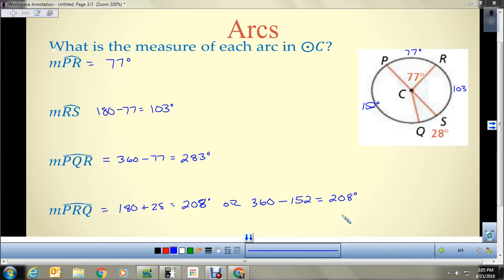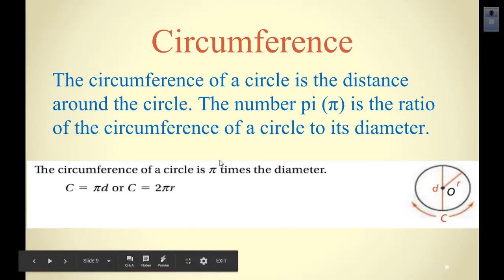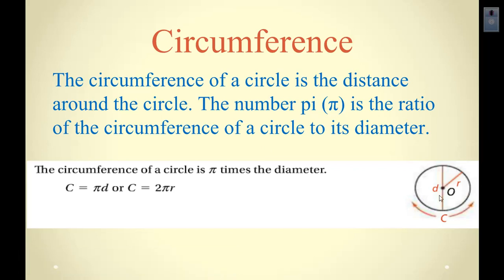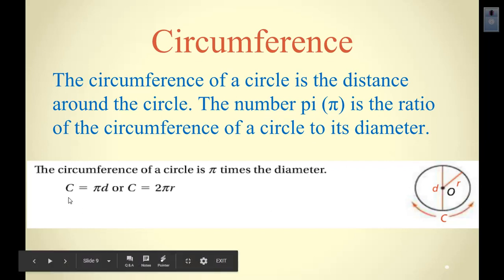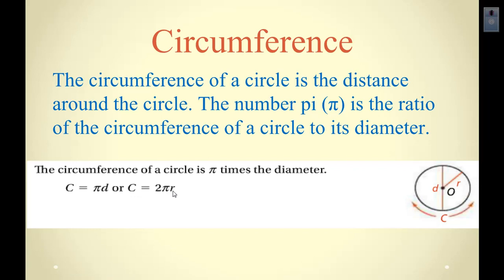All right, so let's move to the circumference. The circumference of a circle is the distance around the circle. It's the perimeter of the circle. The number pi is the ratio of the circumference of the circle to its diameter. The circumference of a circle is pi times the diameter. So we have two equations for circumference, pi times diameter or 2 times pi times the radius.